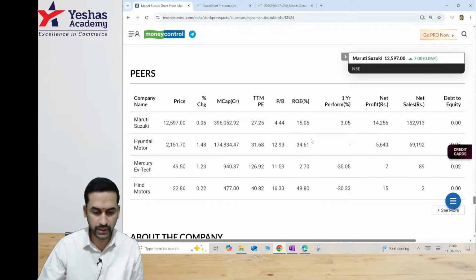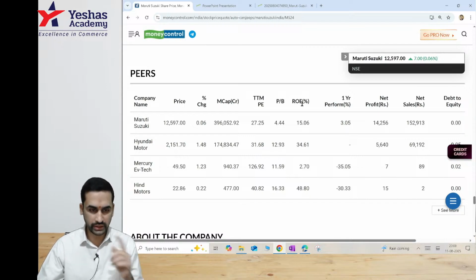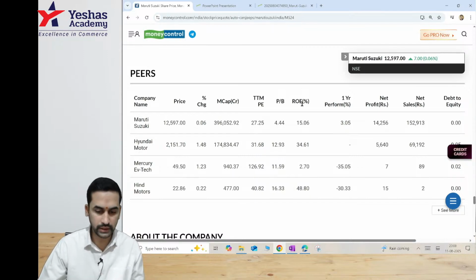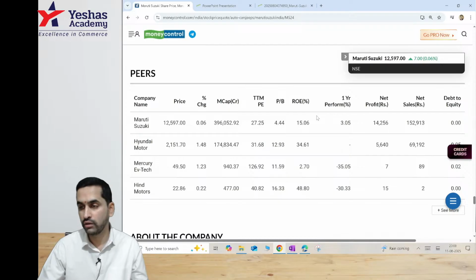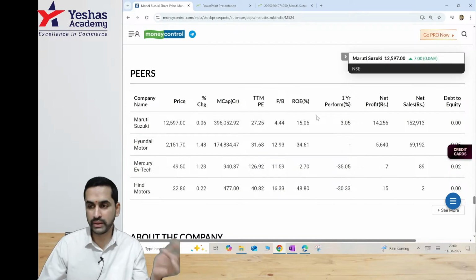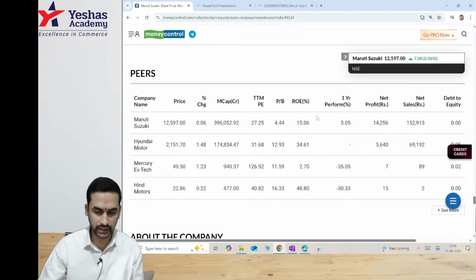Now this can be compared with Hyundai Motors, 34%, Mahindra Motors 48%. Now this is a correct comparison because you are comparing one car company with another car company. Yeah, so randomly comparing two companies won't help. You should never compare Maruti Suzuki with Wipro and say this is a better share compared to that. Totally wrong. If you want to compare Wipro, it should be TCS or Infosys or HCL Tech, something like that.